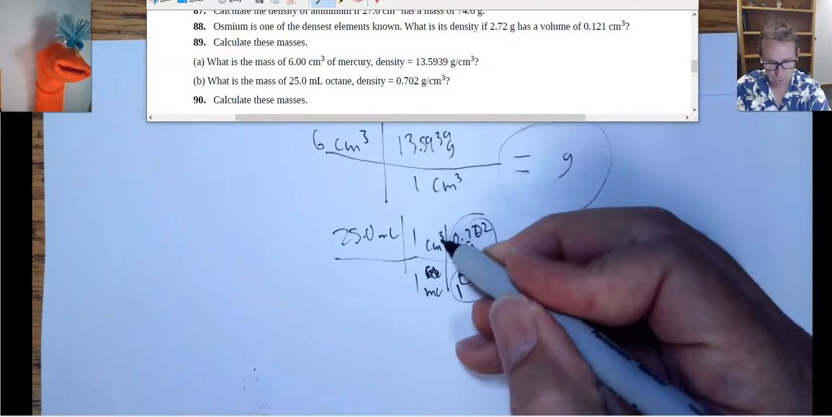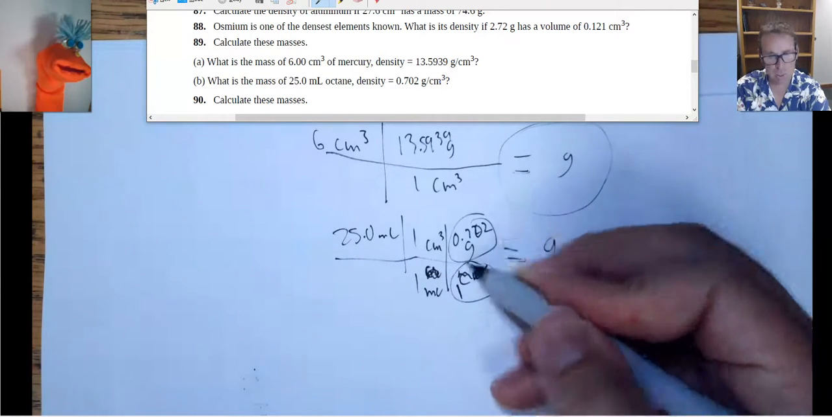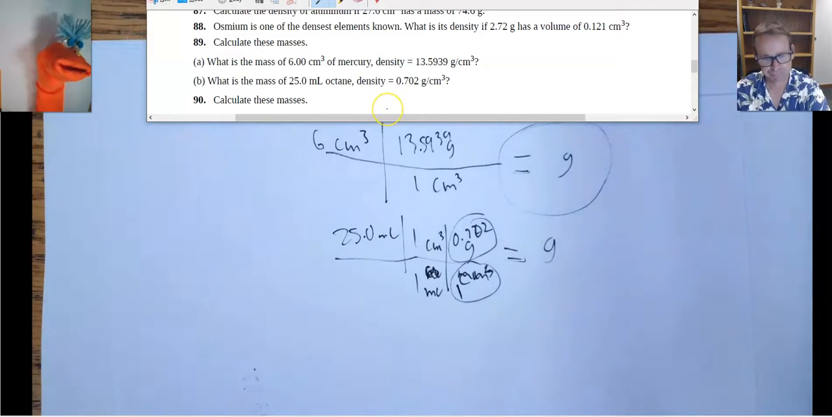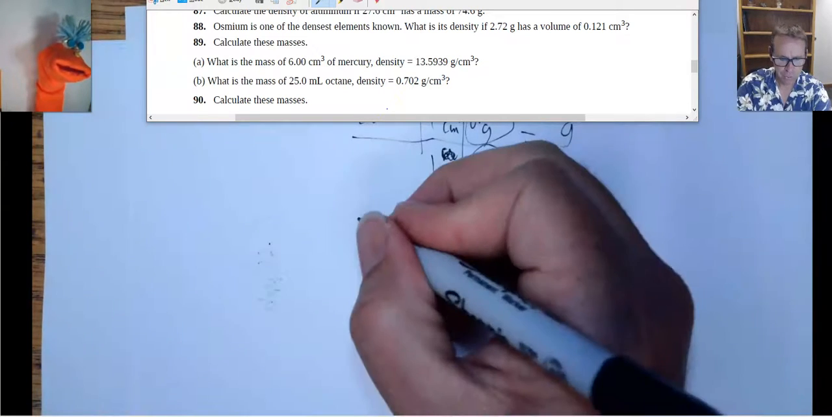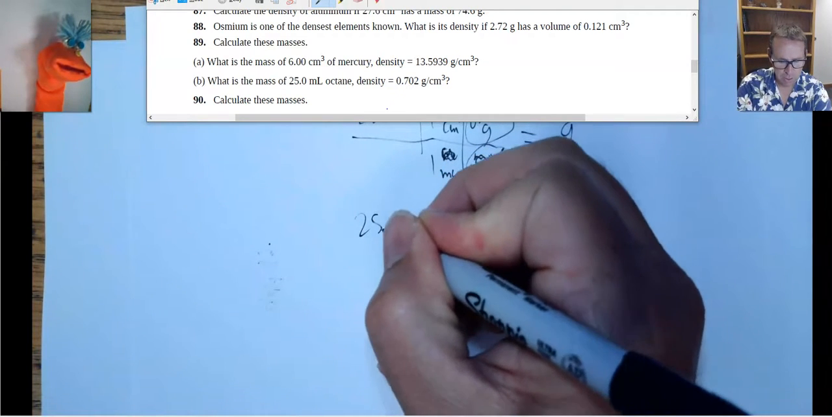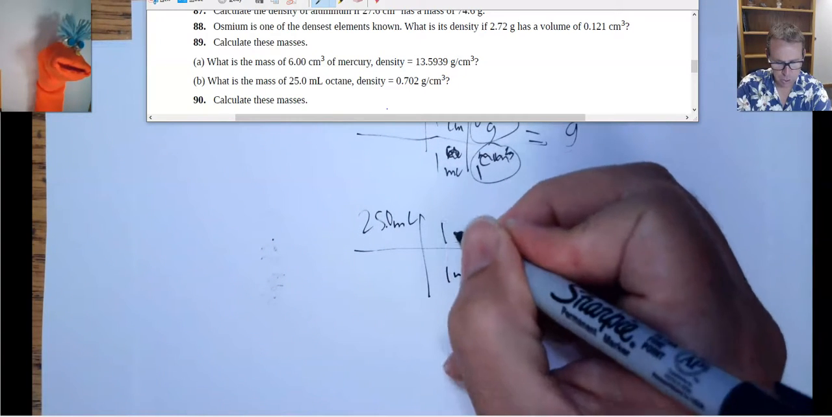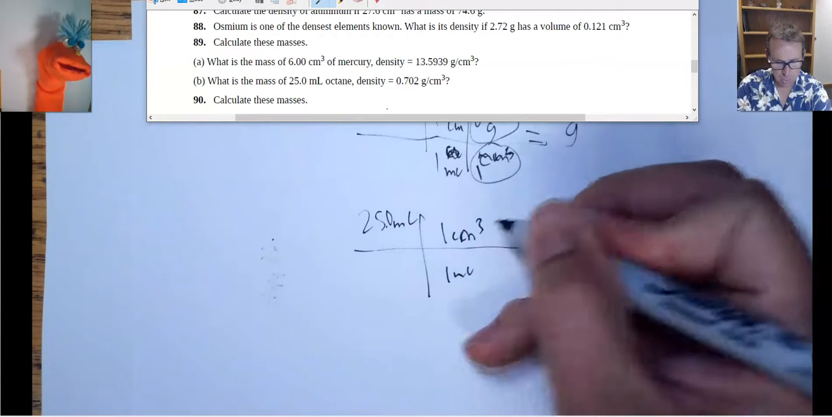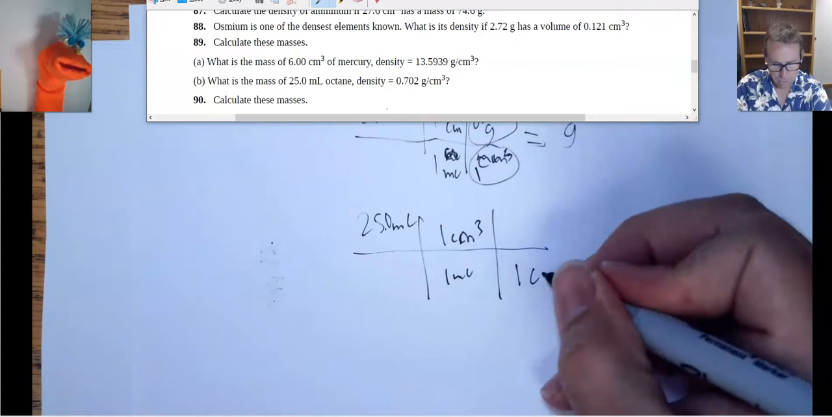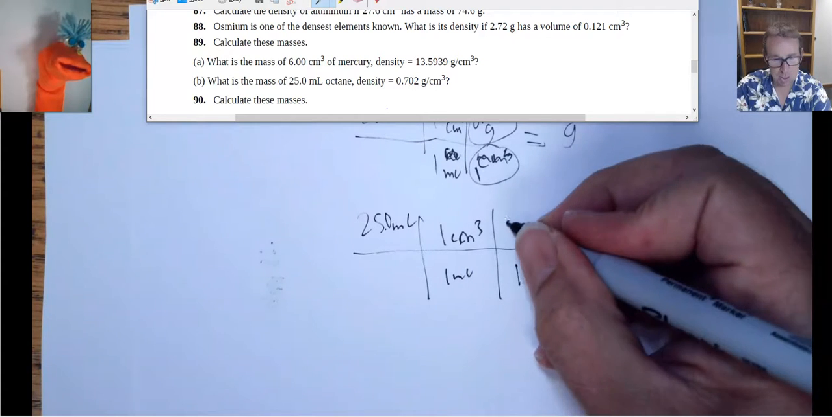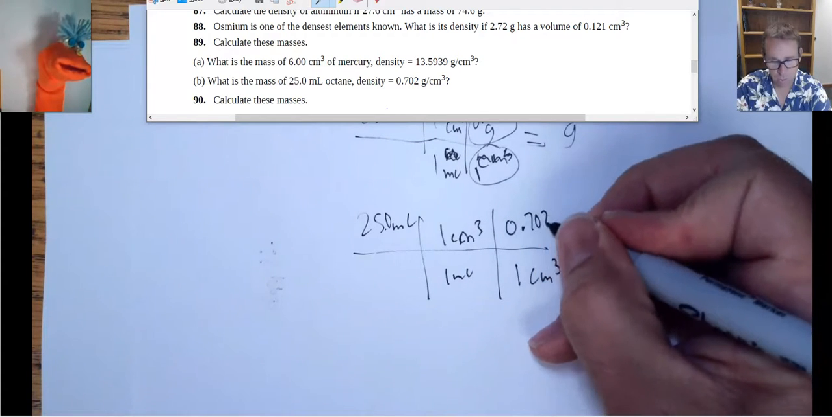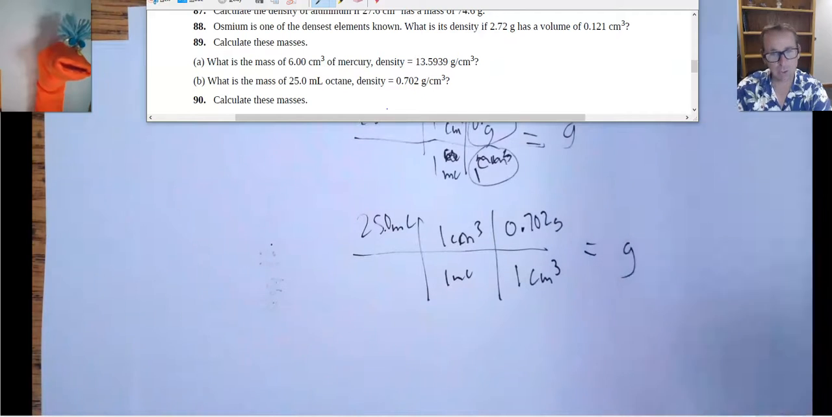1 centimeter cubed is 1 milliliter. 1 cubic centimeter is that many grams, right? Let me rewrite that. 25 milliliters. 1 milliliter is 1 cubic centimeter. 1 cubic centimeter has a mass of 0.702 grams, and I'm after grams.